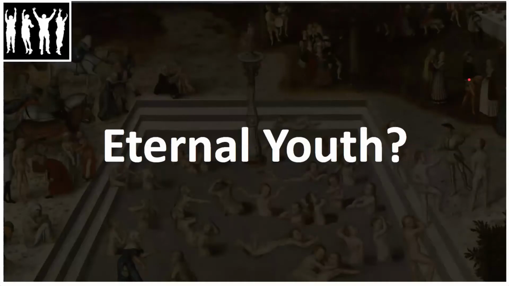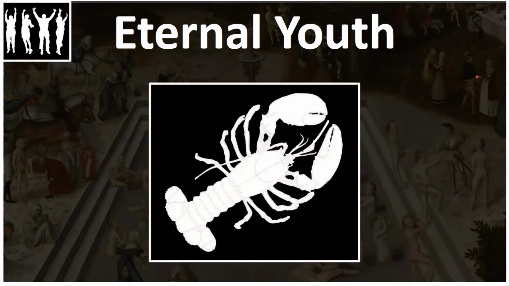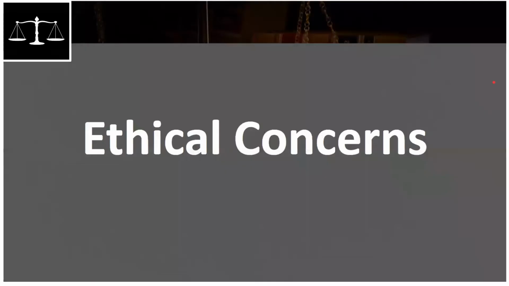Now let's talk about eternal youth. Many people think that having eternal youth from the use of CRISPR is possible, and it may be possible, but the reality is that we don't actually know. We don't know how much of aging can be attributed to genetics, but we do know some organisms, such as lobsters, are immune to aging, and we may be able to use CRISPR to learn more about the genes of these lobsters and maybe apply that to humans.